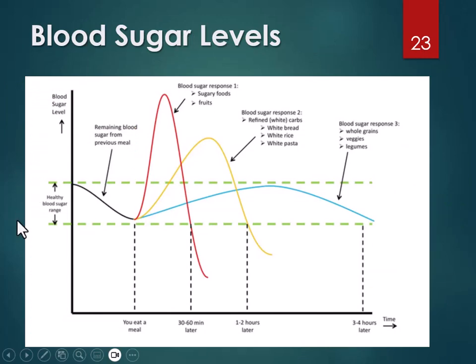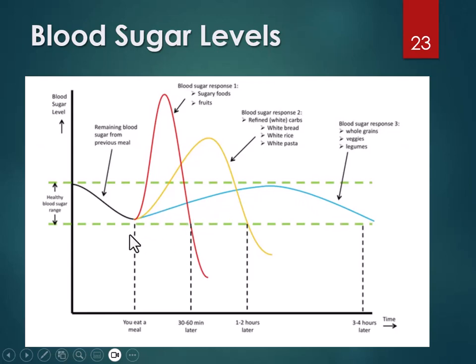I found this interesting graph in a research study. They were looking at people's blood sugar levels. So on the y-axis here, they're measuring the dependent variable, blood sugar, and across the bottom is time after you eat. So for the first hour or two of this graph, blood sugar is going down because you have not eaten. Once you eat a meal, blood sugar goes up. And what they're comparing here across the time is if you ate really sugary foods in the red line, if you ate white bread, white rice, or white pasta in the yellow line, and if you ate whole grains, veggies, or beans, stuff like that, in the blue line.